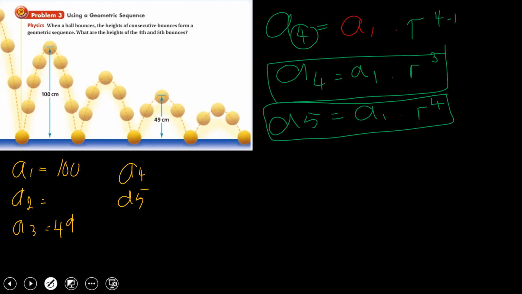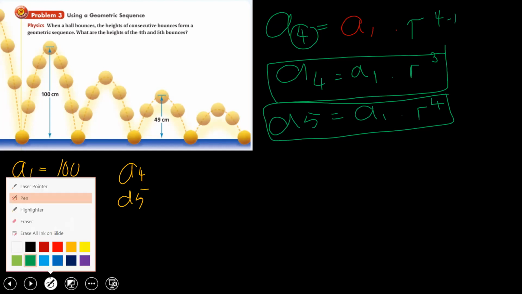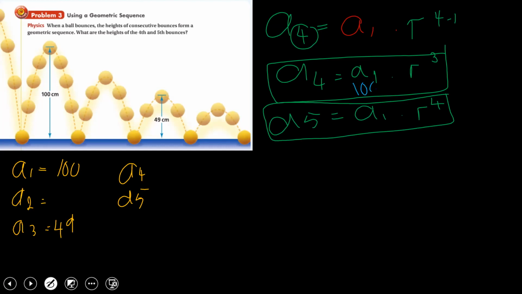Now, after that, looking at a sub 4, do I have the first term? Yes, it is 100. Now, do I have r? No. How can I find r? In the previous problems, we said that we can find r by dividing two terms that follow each other, two terms that are consecutive. But here, do we have two terms that are following each other? No. So what do we have to do?